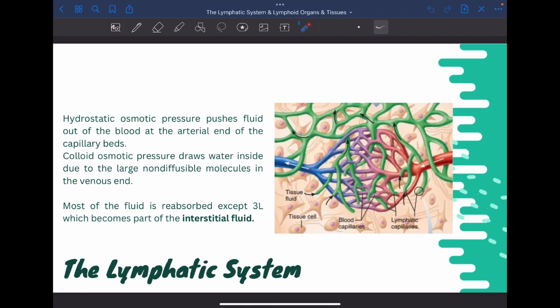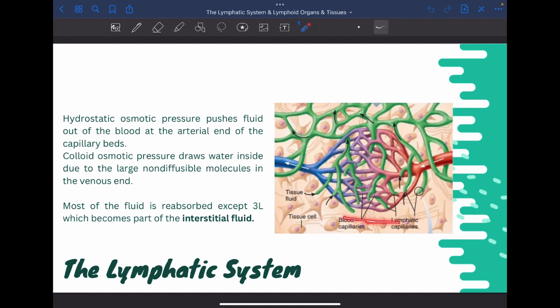Again, to put it in very simple words, in the capillary beds we have an arterial side and a venous side. At the arterial side, due to hydrostatic pressure, fluid will leave and go into the interstitial compartment. It becomes interstitial fluid, and it will supply the tissues or the cells in that region. Then what's supposed to happen is that, because of the colloid osmotic pressure, the veins will pull the fluid back inside the venous side.